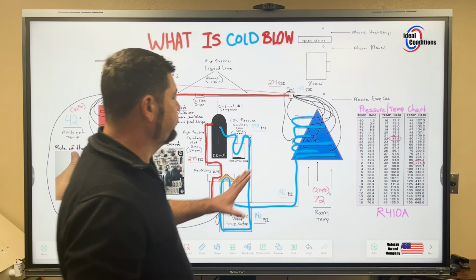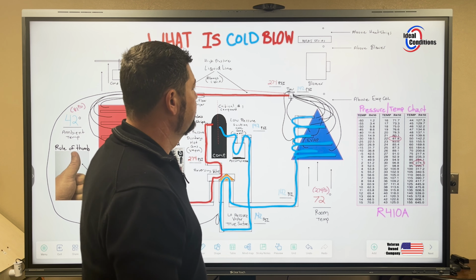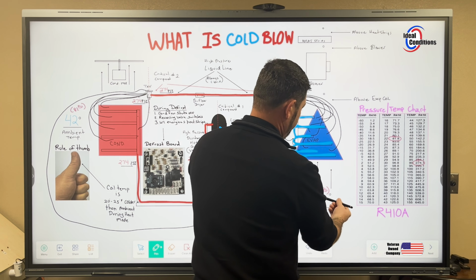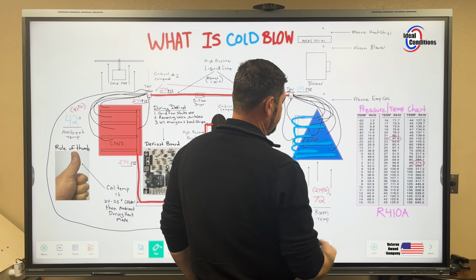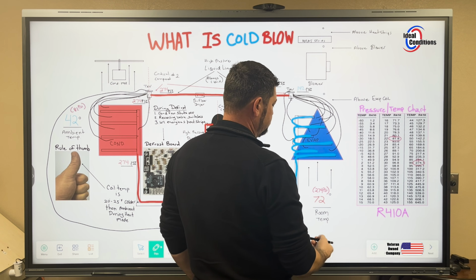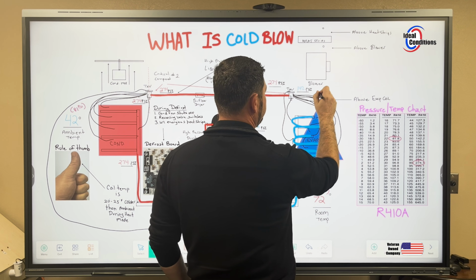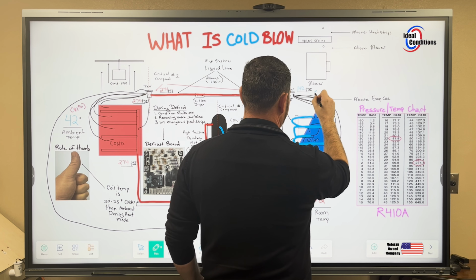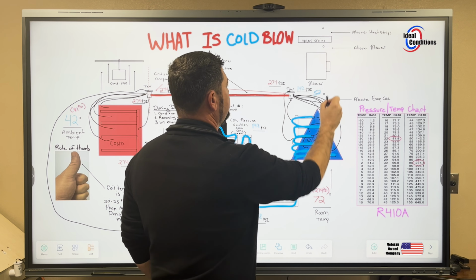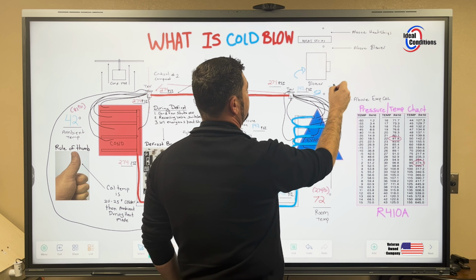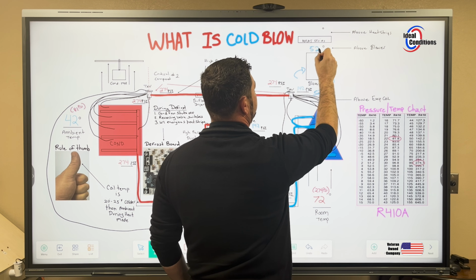Now let's look at what's going on here. We are in defrost mode at this point. What is my temperature once I come across this evaporator coil? In cool mode, I'm going to be roughly around 52 degrees, right? So 52 degrees, it's pretty cold. I'm going to go inside my blower at 52 degrees, and come out the top of my blower at 52 degrees.